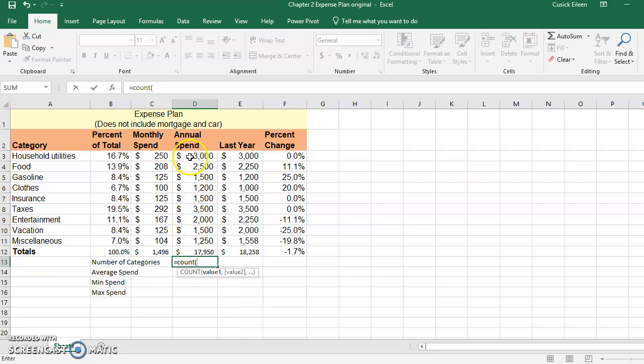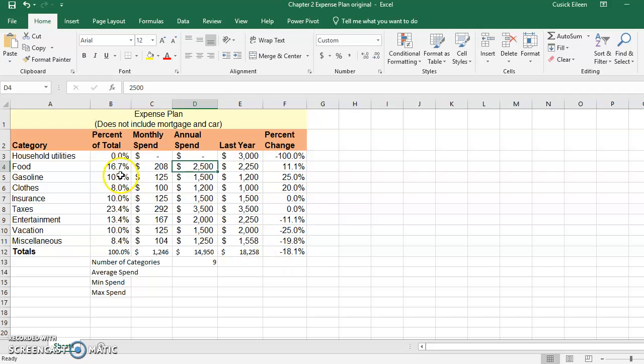So I only want to count these pieces here. Now, it only counts something that is numeric. But notice what happens if I modify this. Let's say that I had household utilities of 0. Perhaps I'm going to be living at home, right? 0 is a value, as opposed to if I undo this and totally delete it and have nothing there. If there's nothing for household utilities, then I only have 8 categories. It does not recognize that category.